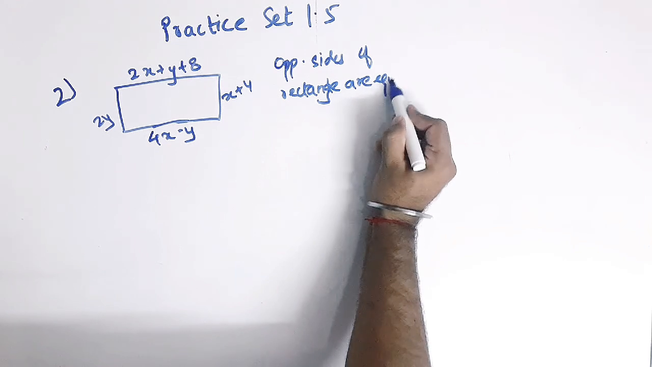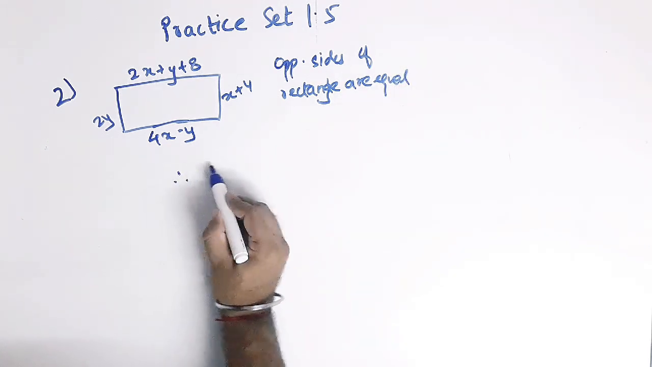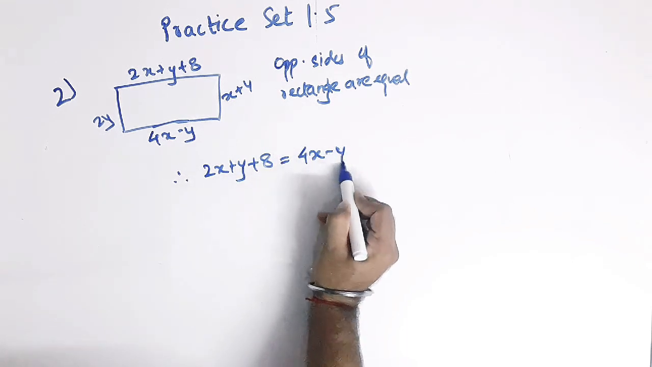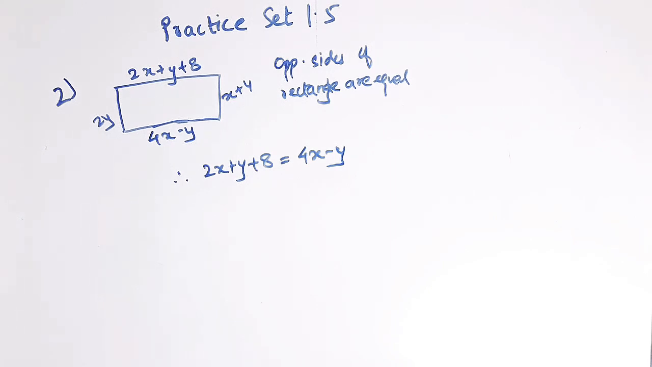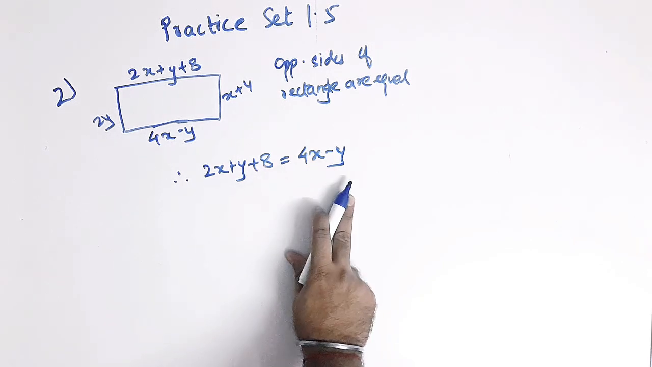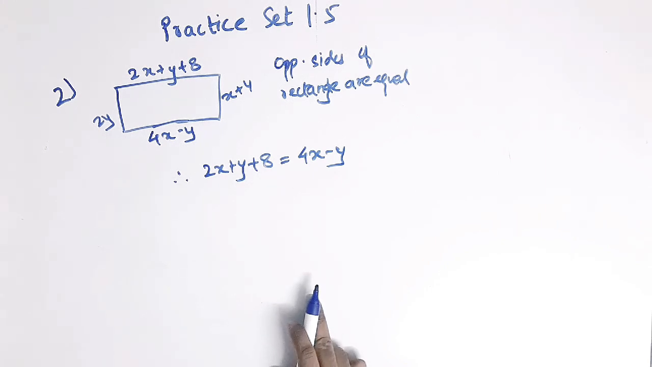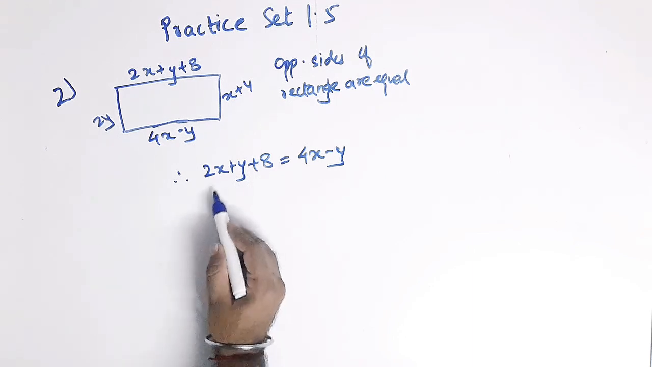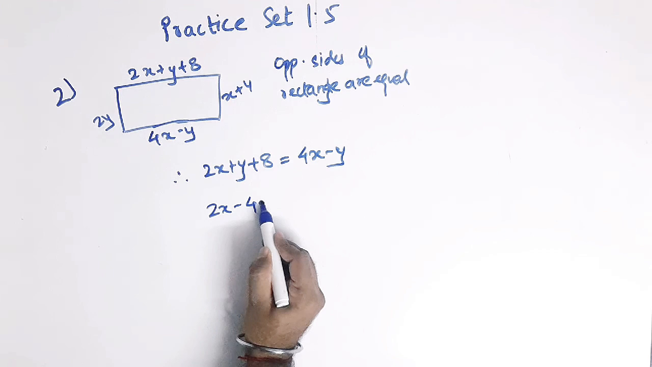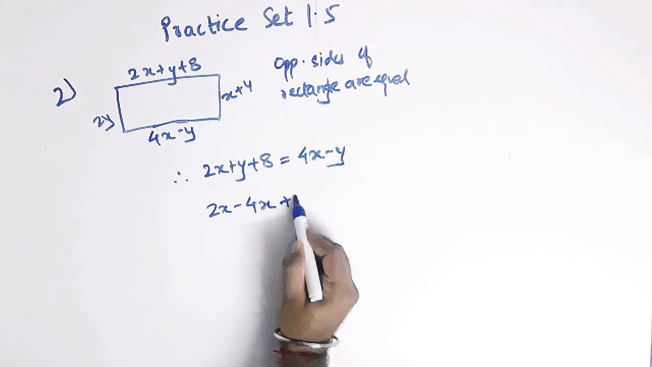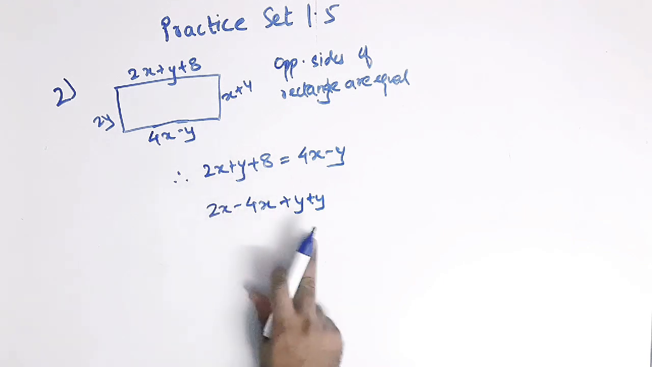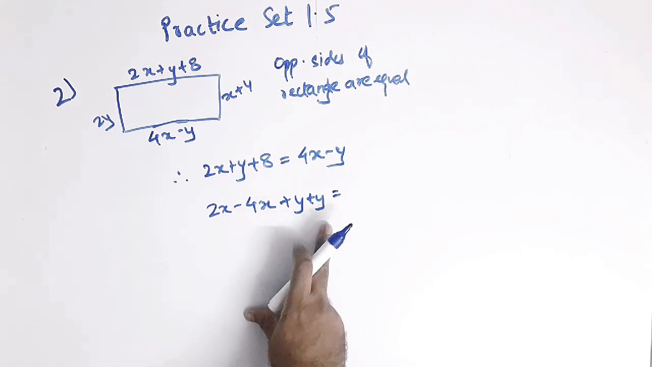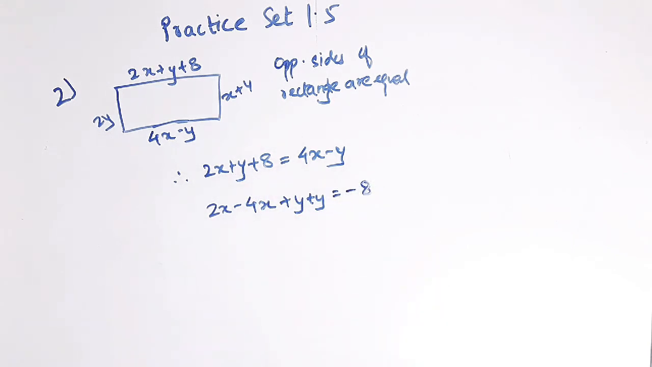are equal. Therefore I can write 2x plus y plus 8 equals to 4x minus y. Now if you see this, I can write x together, 2x minus 4x plus y minus y, I'll bring it here. Because we want it in the form ax plus by equals to c, so plus 8 I'll send it here, it will become minus 8.